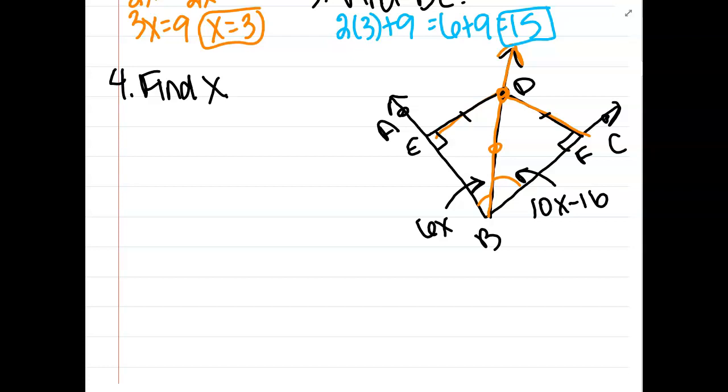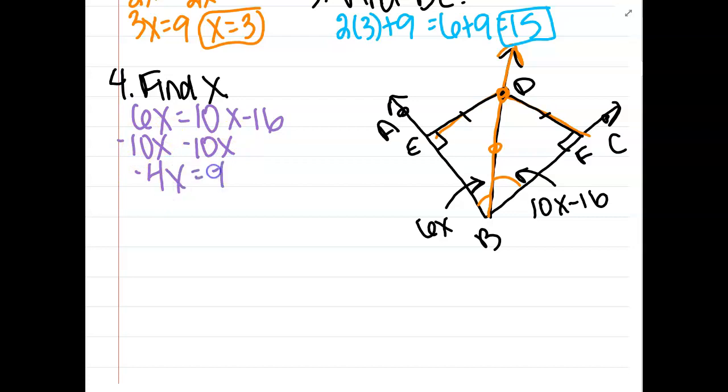Okay. 6x equals 10x minus 16. Very good. So we said that those angles are congruent, so their measures are equal. So it'd be 6x equals 10x minus 16. We're going to move our x's to the same side, subtract 10x. So we have negative 4x equals negative 16. So x equals 4.